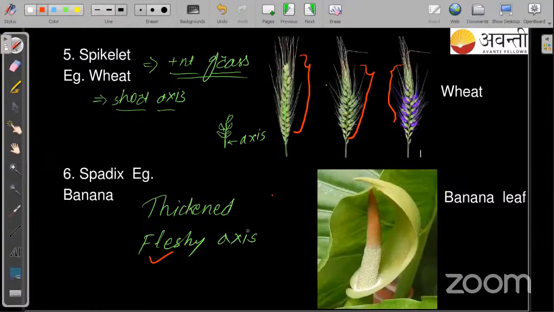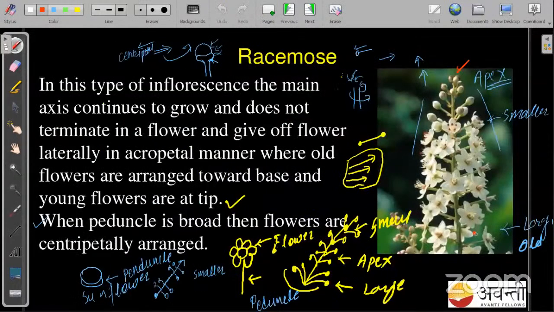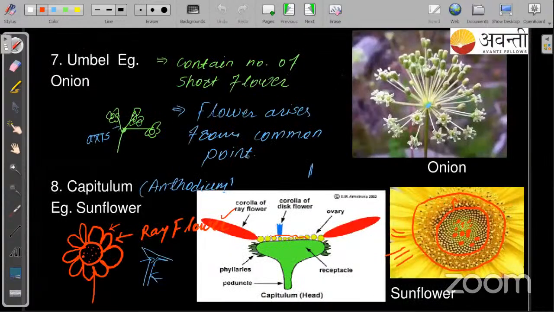So it is a thick and fleshy axis. I am writing here in short. Actually, these notes are very useful to remember all the characters of the flowers. That is why I am writing in short, because if you go through this complete part, it is easy to remember the racemose. Okay, so next thing is the umbel.